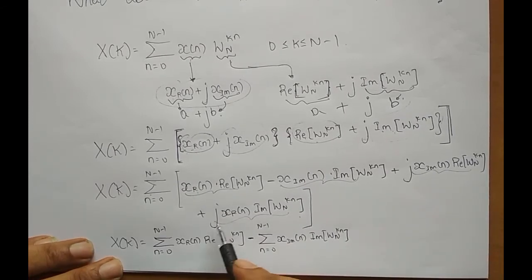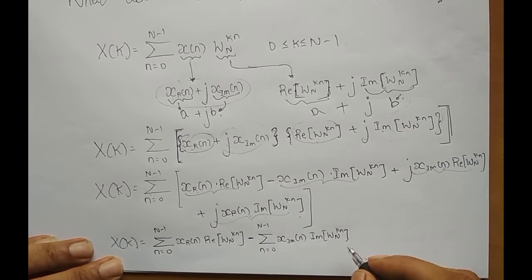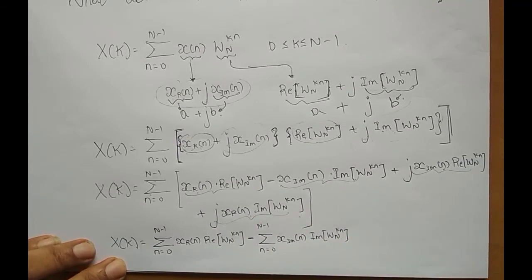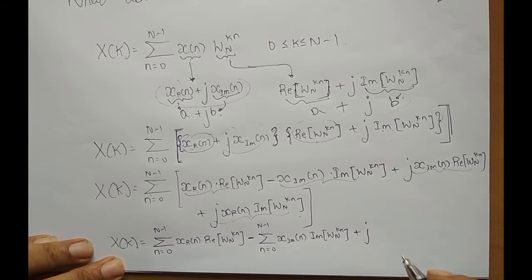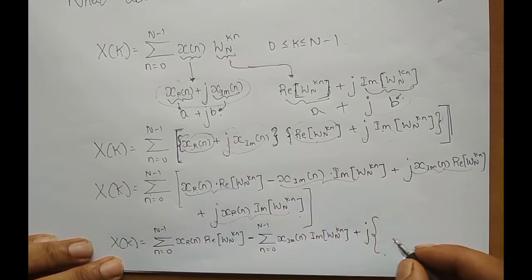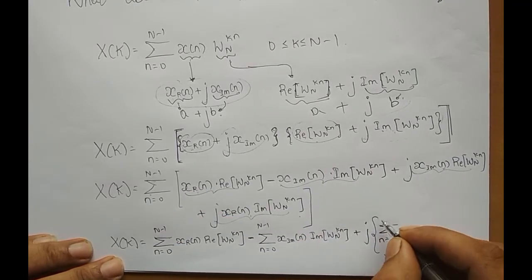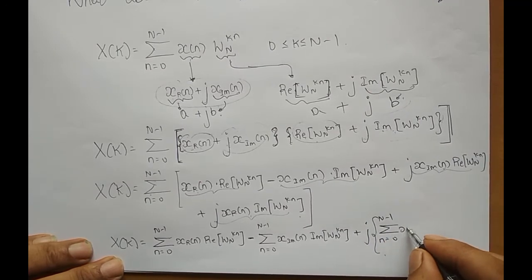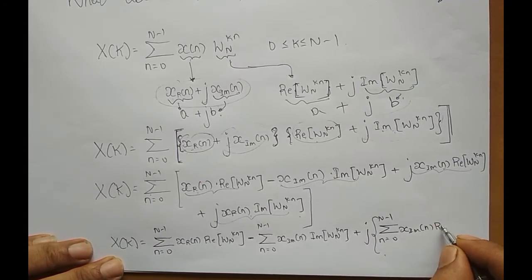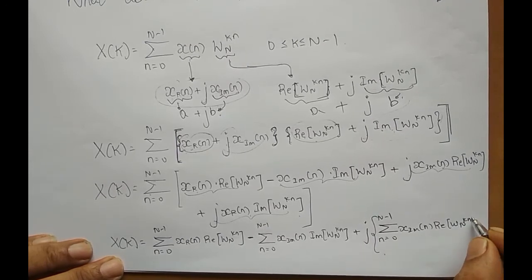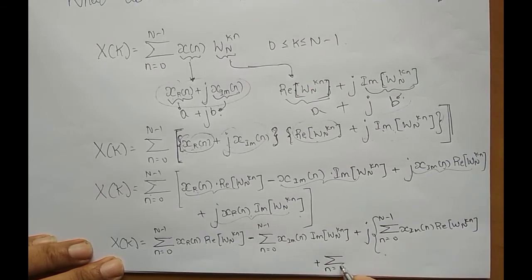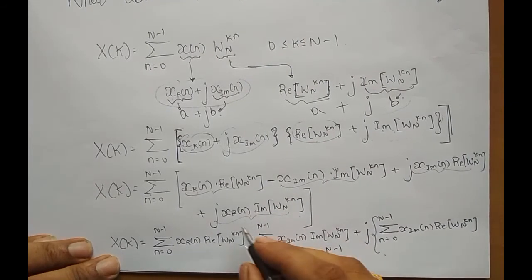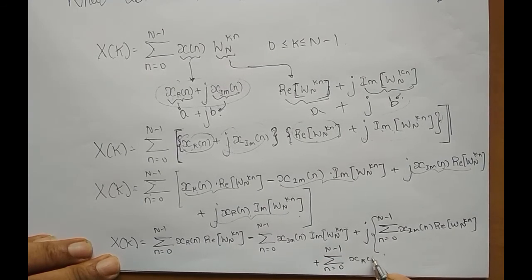Now since I have j here, for these two terms I'll take it common, so what do I end up with? Plus j times, I'll put it in a curly bracket, summation n varying from 0 to n minus 1, x imaginary part of n into real part of wn power kn, and one more plus summation n varying from 0 to n minus 1, x real of n, imaginary part of wn power kn.